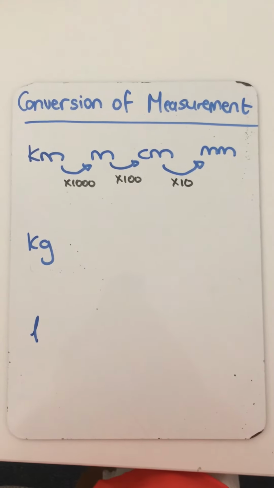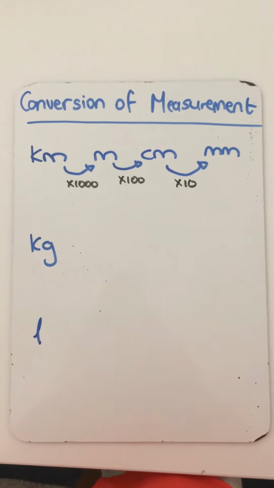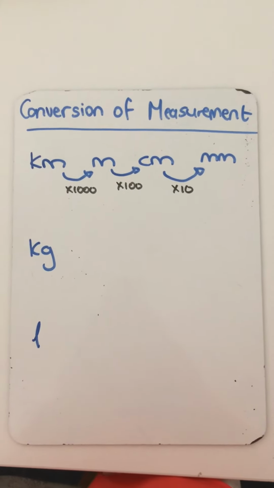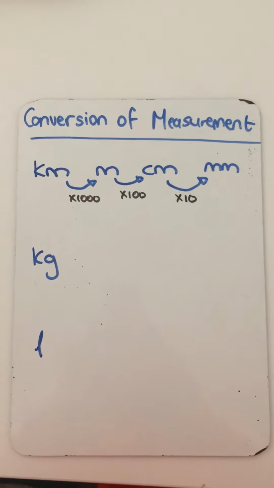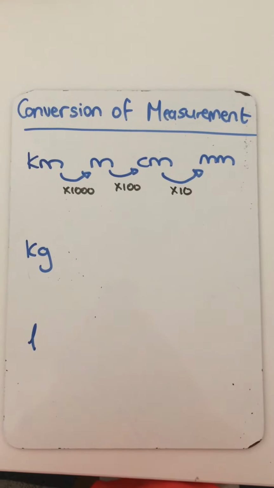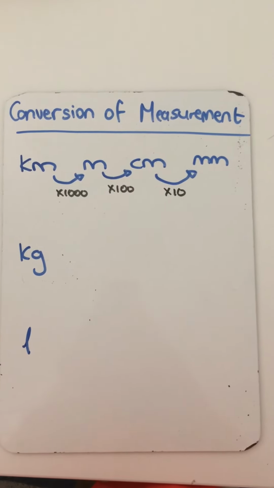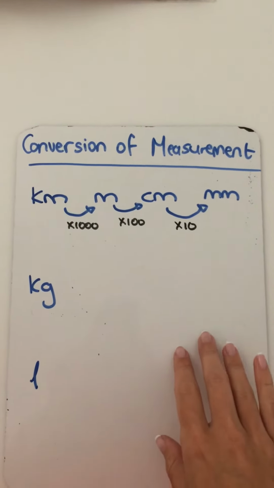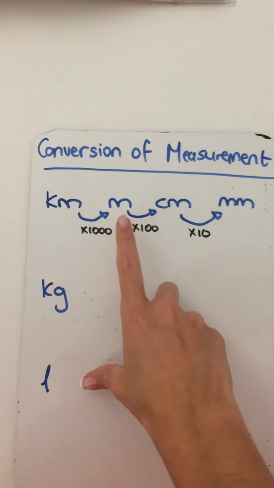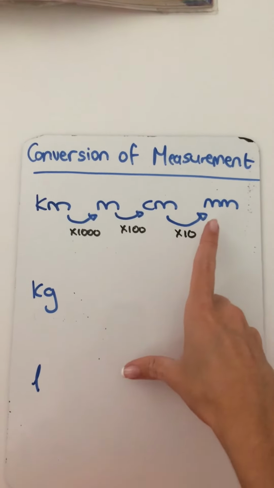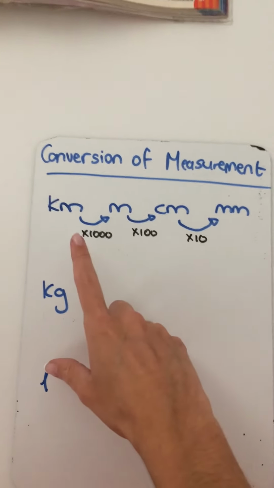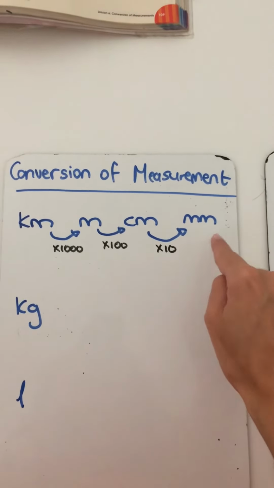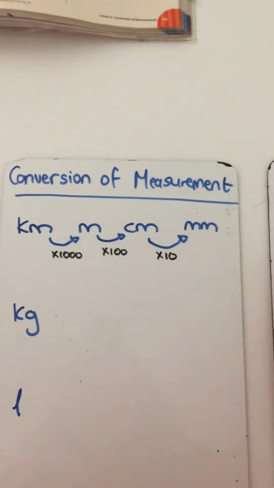The next section that we are going to learn about in maths is conversion of measurement. So changing units of measurement from one to another, but also how fractions can work when we're using units of measurement. So just a reminder, an example of a unit of measurement of distance would be kilometers, meters, centimeters, and millimeters. Kilometers are the biggest, so they are on this side. Millimeters are the smallest, so they are written last.